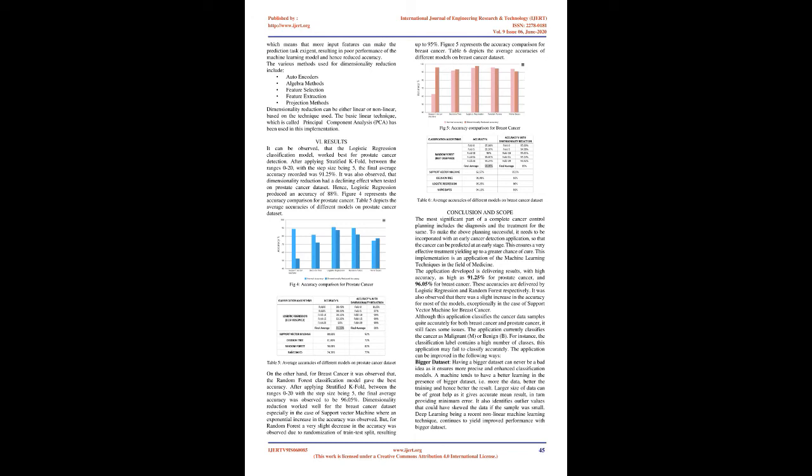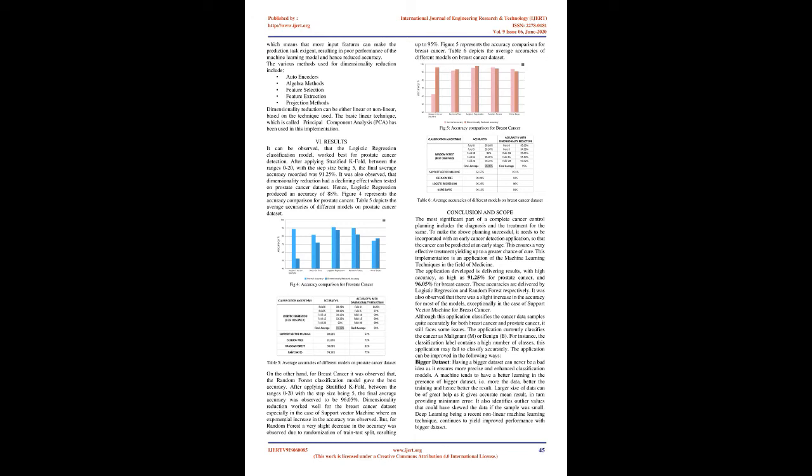3.2 Dimensionality reduction. Dimensionality reduction is basically a technique where the attributes of the input dataset, i.e. random variables, can be reduced. This is useful because most of the times, a large number of attributes can lead to the curse of dimensionality. Which means that more input features can make the prediction task exigent, resulting in poor performance of the machine learning model and hence reduced accuracy.